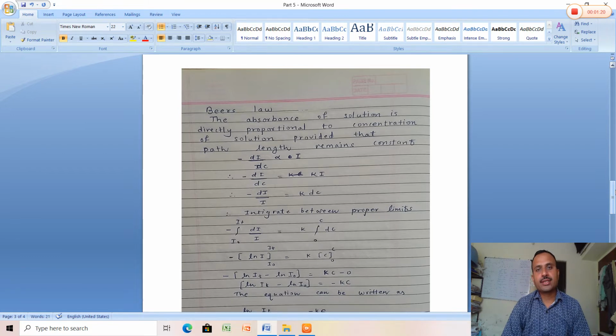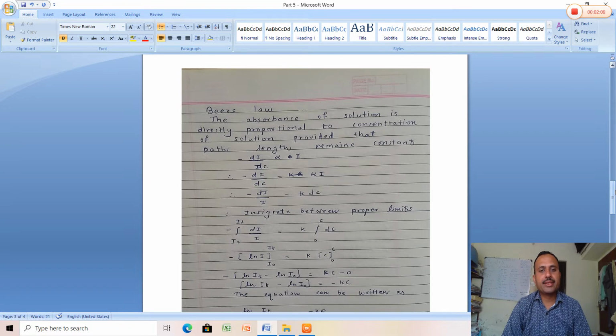Now, another statement for Beer's law that can be stated is given on this page. The absorbance of the solution is directly proportional to the concentration of the solution, provided that the path length remains constant. Here, path length means thickness, which remains constant. Accordingly, that statement can be expressed in equation form. The negative sign indicates a decrease in concentration with respect to light. Minus dI by dC is directly proportional to I.